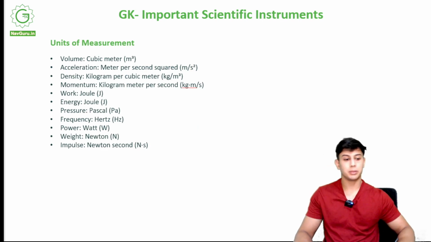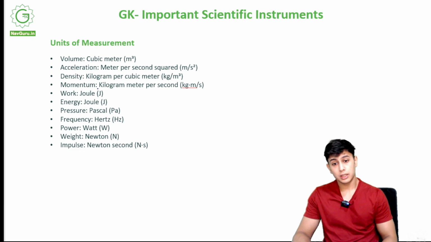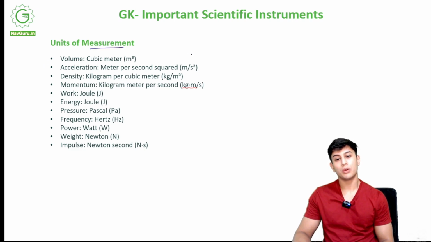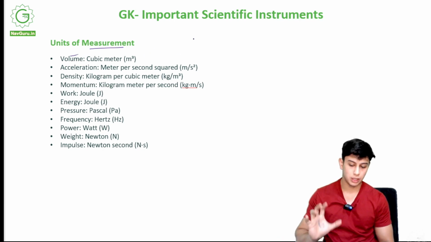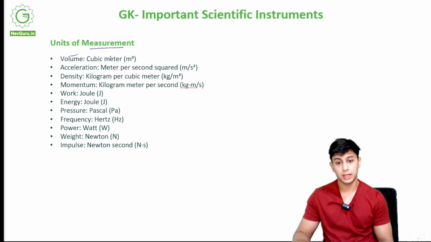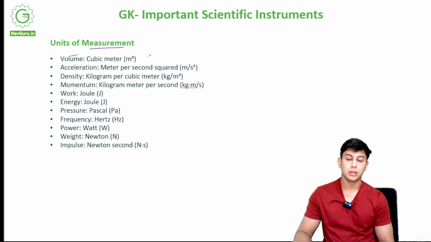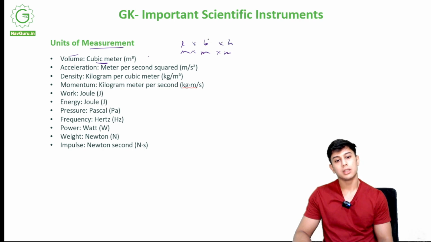Now we study some units of measurements. Now what are some units of measurements? These are how we measure things, right? So in what quantity? These show quantity. So volume of a substance, how much volume a solid has or a liquid has, or the volume that is being held is in cubic meter. Meter into meter into meter. Length into breadth into height. This shows meter cube.